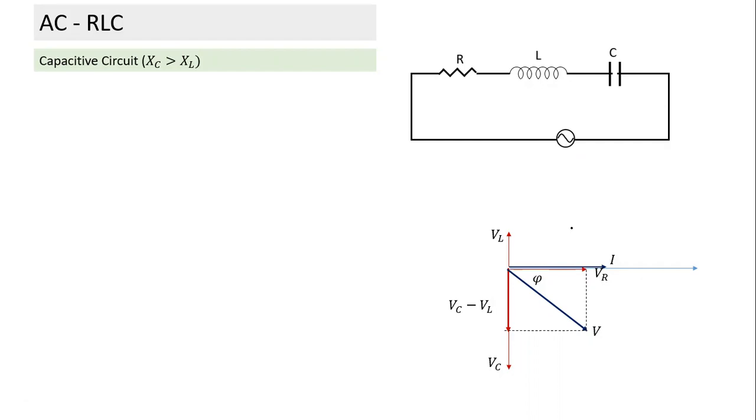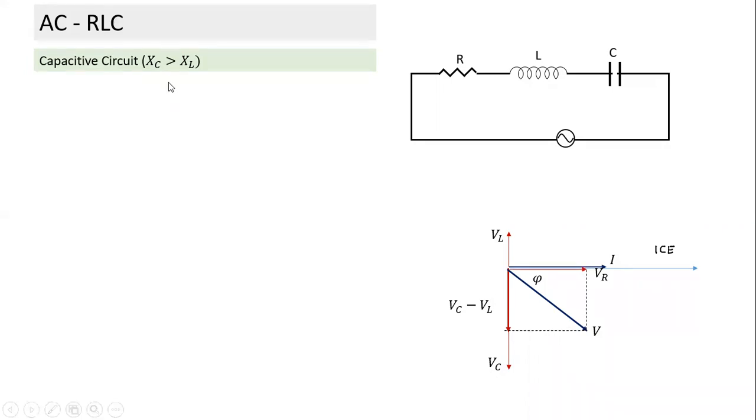In one, the EMF will lead, and in the other, the EMF will lag. In the capacitive circuit, current leads. In the inductive circuit, voltage leads. So any circuit where the current leads the voltage, we call a capacitive circuit. It doesn't mean that the circuit has only a capacitor and doesn't have an inductor. We say the capacitive property is more dominant compared to the inductive property. So when XC is greater than XL, it's a capacitive circuit. When XL is greater than XC, it's an inductive circuit. And when both are equal, this is called resonance, which comes a little later.